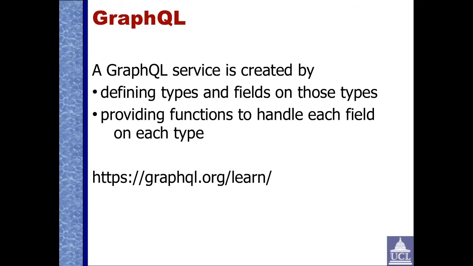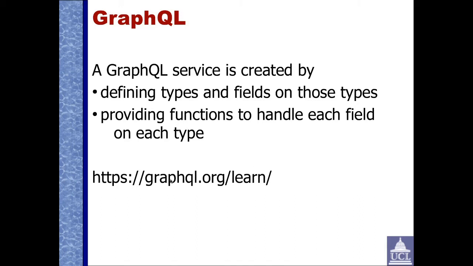have used extensively. So the idea with GraphQL is that you can create a GraphQL service by first of all defining the types and fields on those types. So a type is a bit like an object, and you can have fields within that object. And secondly, you need to provide functions to handle each field of each type. Now, you don't have to combine these things or worry about complex queries that combine them in different ways. You just have to provide a function that can return a particular field for a particular type.